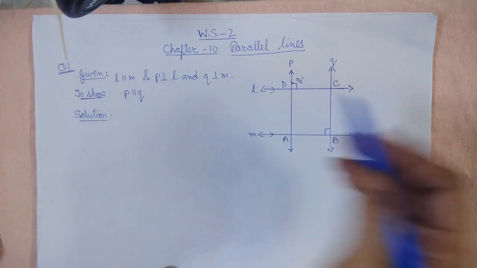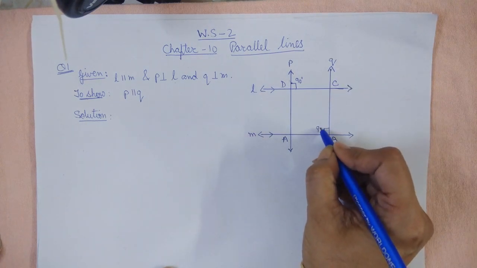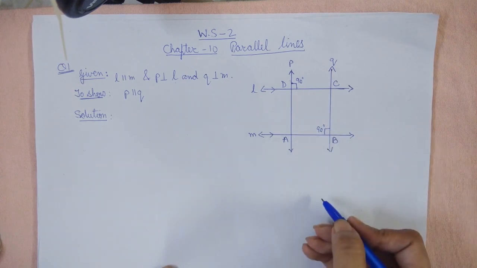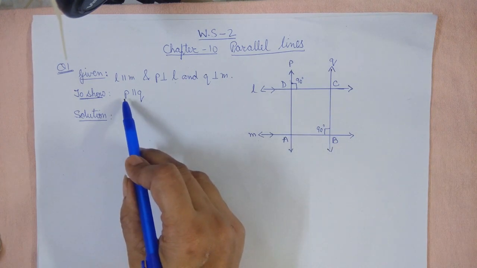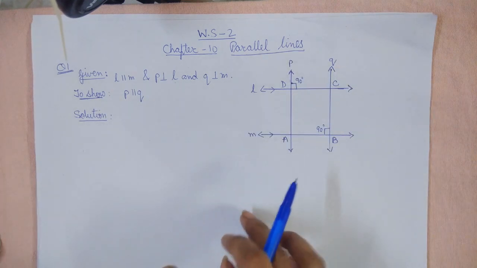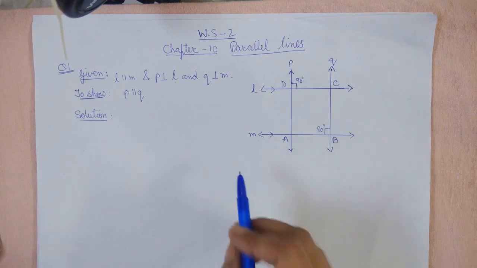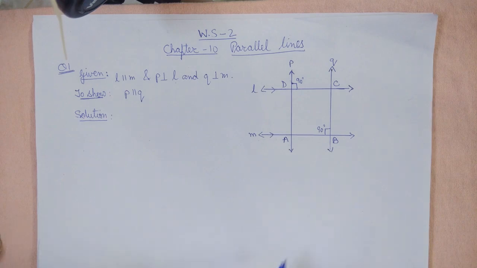And Q perpendicular M. So it means that this is also 90 degree. Now the question is, we have to prove P parallel Q. So when will two lines be parallel? If corresponding angles are equal, alternate interior angles are equal, or the sum of the co-interior angles is 180 degree. So out of these three things, we have to prove any one.